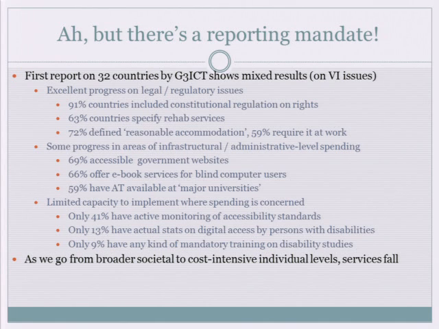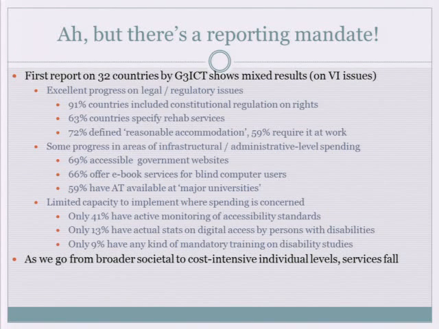So there are 3 layers which I define here based on how much progress has been made. There's excellent progress on regulatory and legal issues. As we see on the slide over here, 91% of the countries included have constitutional regulation on rights. They define these specifically. There's a clear definition of rehabilitation services and definition of reasonable accommodation, which over 50% are also requiring at work.